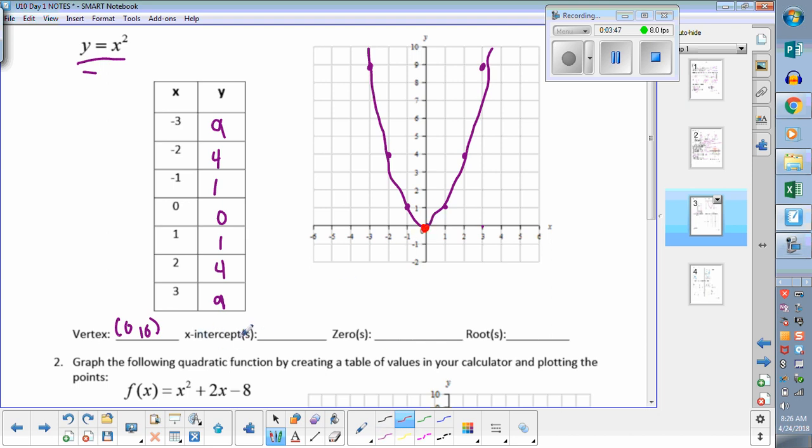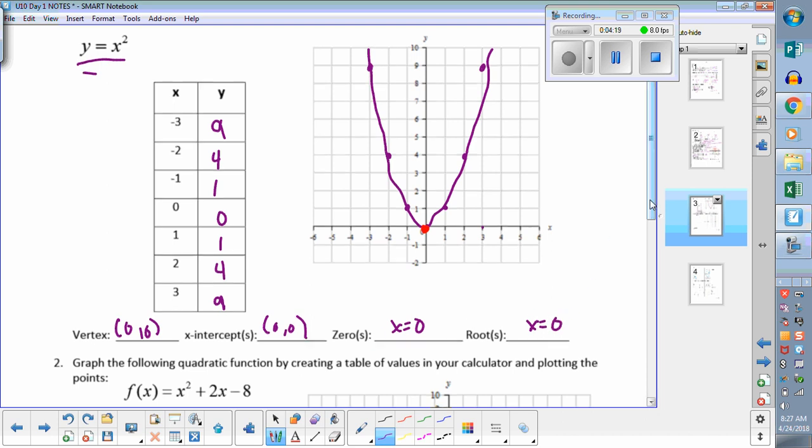So what about the x-intercepts? Where does this graph touch the x-axis? It touches the x-axis at 0, 0. All right, what about the zeros? The zeros and even your roots are your x values, right? So where this touches the x-axis, your x value for that is going to be what? Your x is going to be 0, for both. Remember, your roots and your zeros are the same.